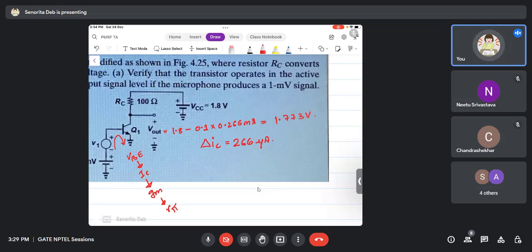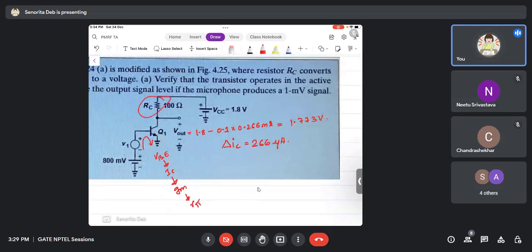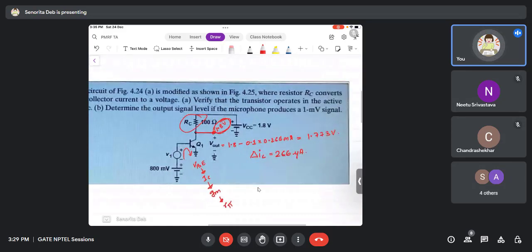Now you see that this small change has given birth to a voltage. Earlier this RC was not there. Therefore this change did not matter because this voltage will always be 1.8 volts. So even if the microphone at the input is changing, because we are saying that this V1 is an output signal of a microphone, since there is no load resistor, the change does not affect us because there is a direct battery connection. So for manifesting the change, we need to connect a proper output.